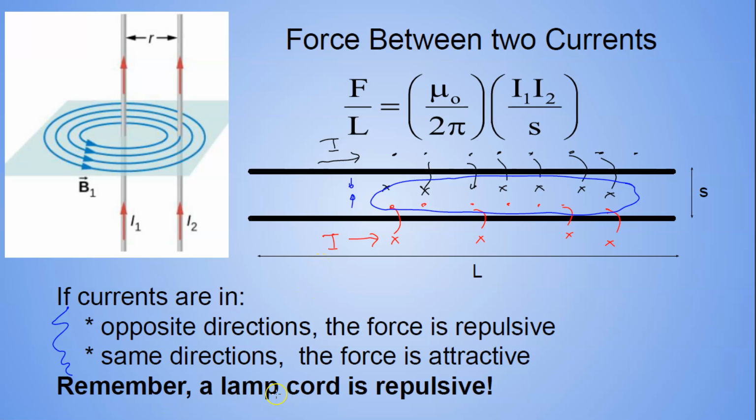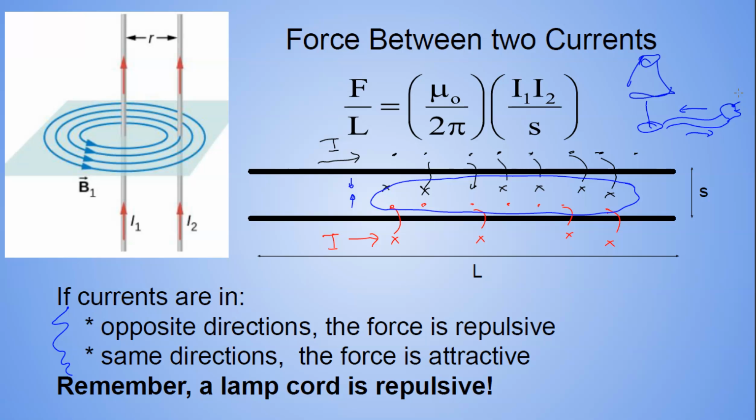I like to remember that a lamp cord is repulsive. If you plug in a lamp, here's a poorly drawn lamp, but the cord goes over here. There are two wires that go to the wall, and you plug that thing in. The current's going this way in one of them and this way in the other. Those are opposite directions, and those are repulsive. A lamp cord is trying to push those two wires apart.